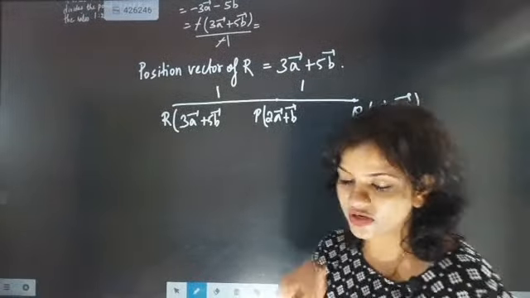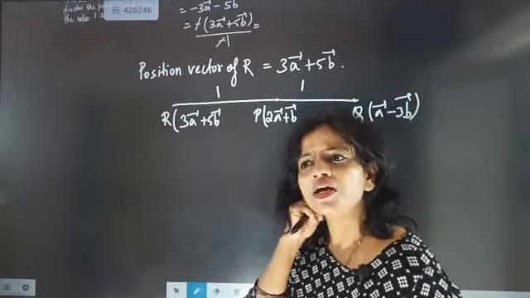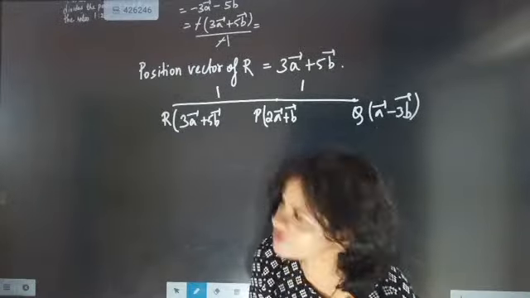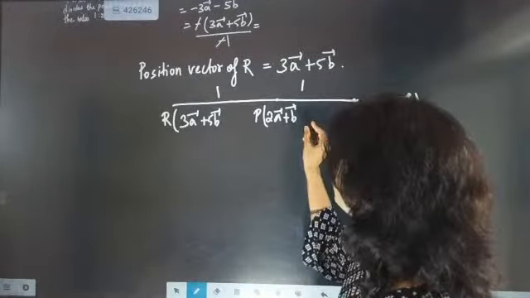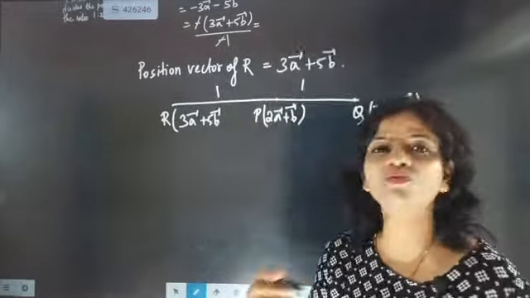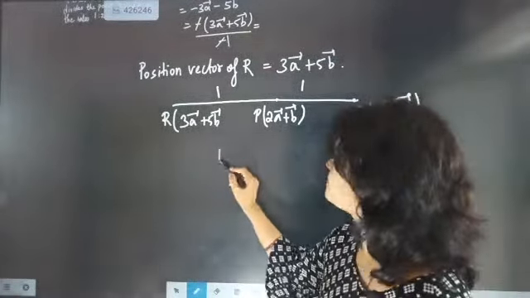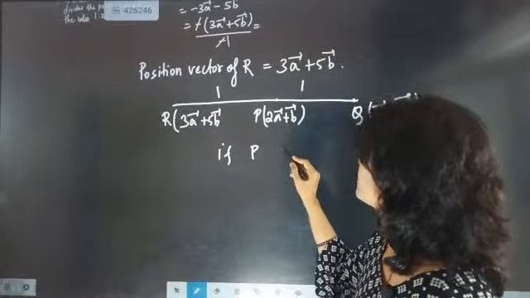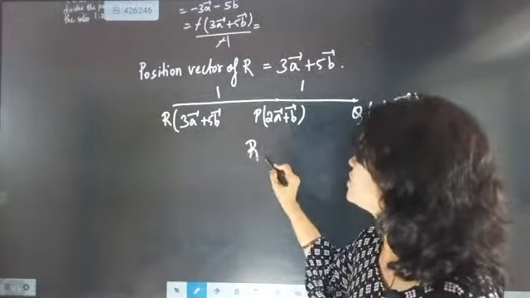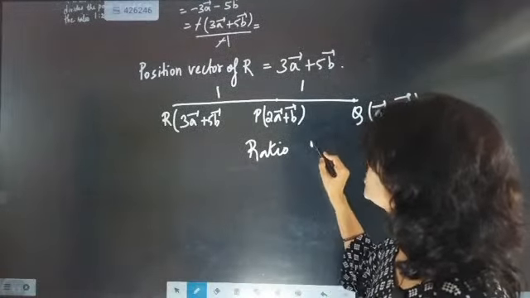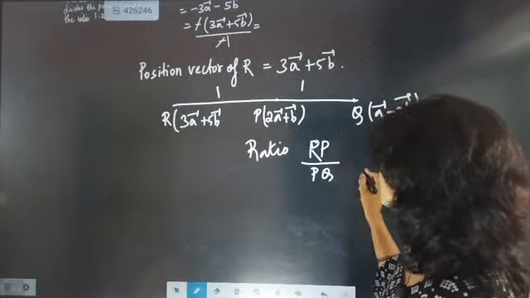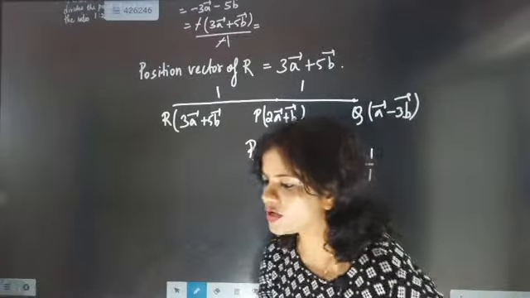Fine. So now what we are doing here is, we do not exactly know the point P. They are asking us to find out whether P is the midpoint or not, so we have to see. First, let us consider that P is the midpoint. So the ratio RP by PQ will become 1:1.